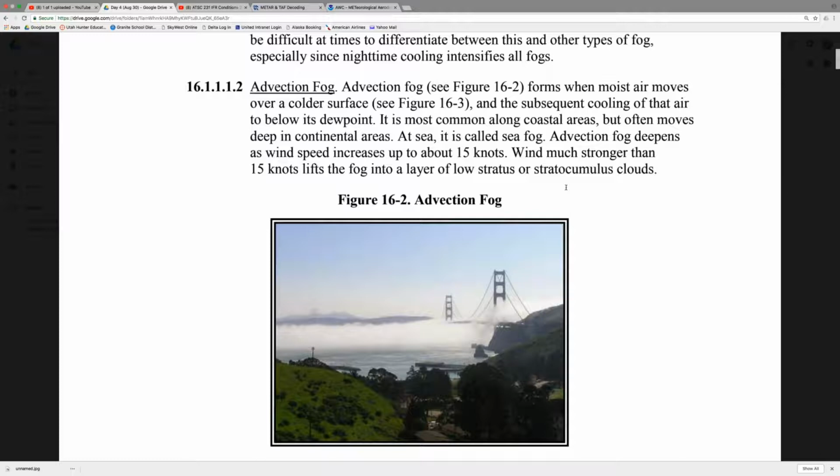But California is pretty notorious for the advection fog. And because of the winds, it can reach far distances. It's very widespread. It tends to be very thick. We're talking hundreds of feet thick and just super dense.